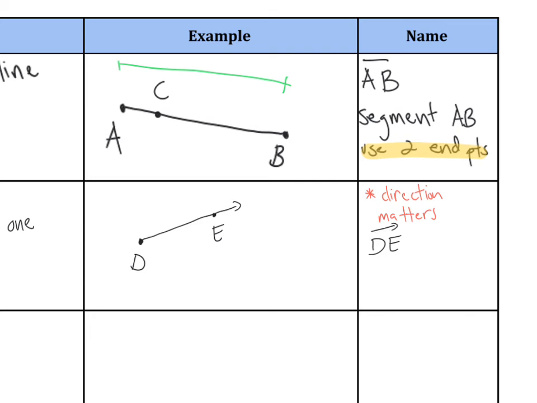And then we will draw a little symbol on top. This is how we write ray. Or you can, of course, as always, just write the word ray and then give me the points in the correct order. In this case, D, because D is the endpoint, and then it goes to E.